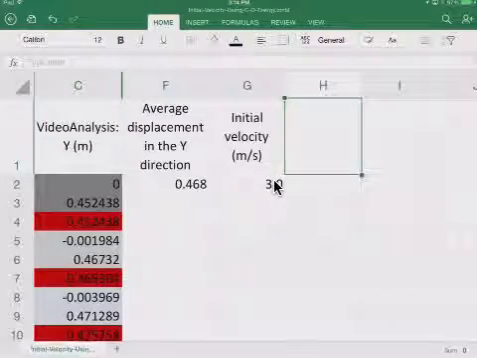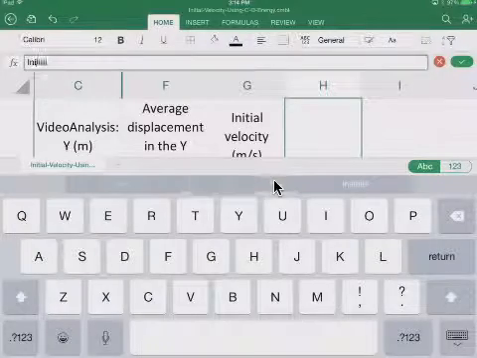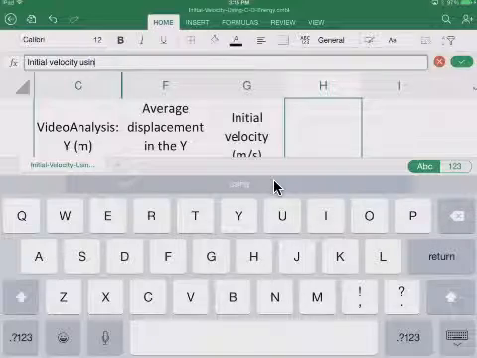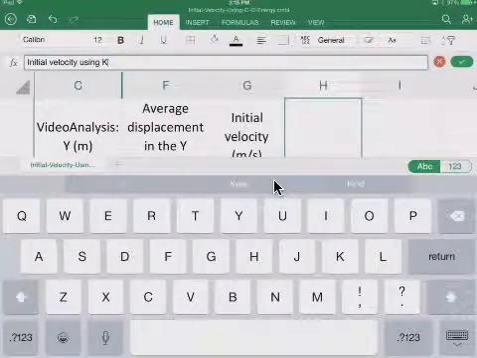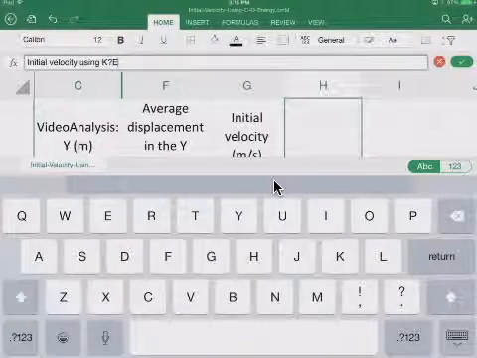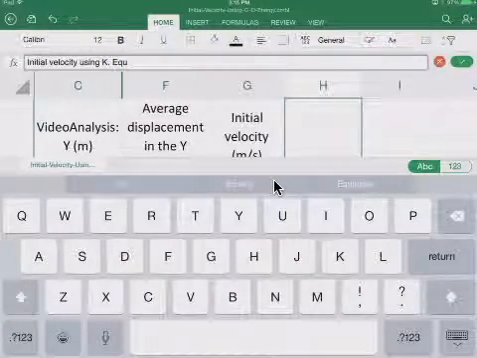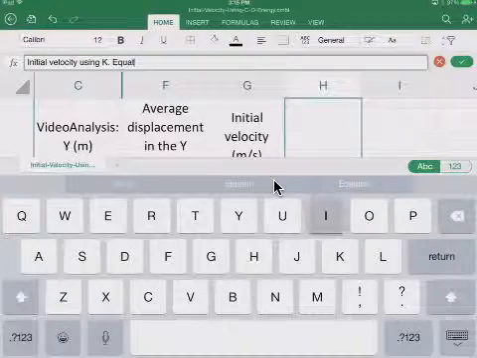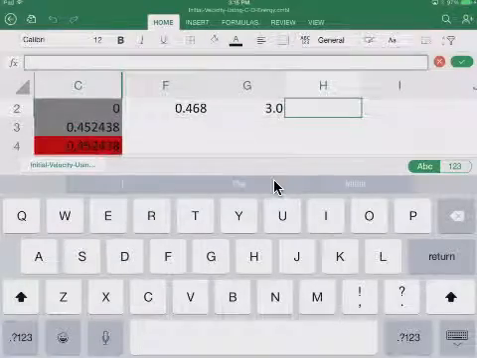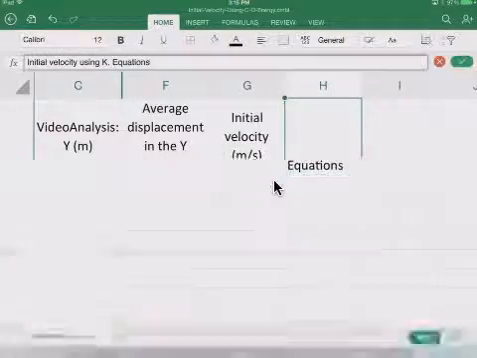So let's see if that put that in. Oh, nope, it didn't put it in at all. I'll just put in initial velocity using, and I'll just put KE for kinematic equations. You know what, I'll say K dot equations. All right, and this is also going to be in meters per second, so I think I need to specify that as well.